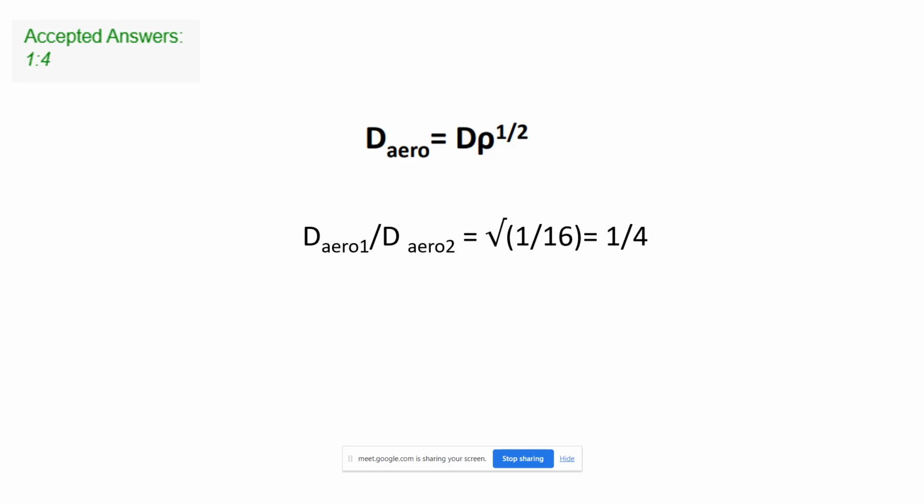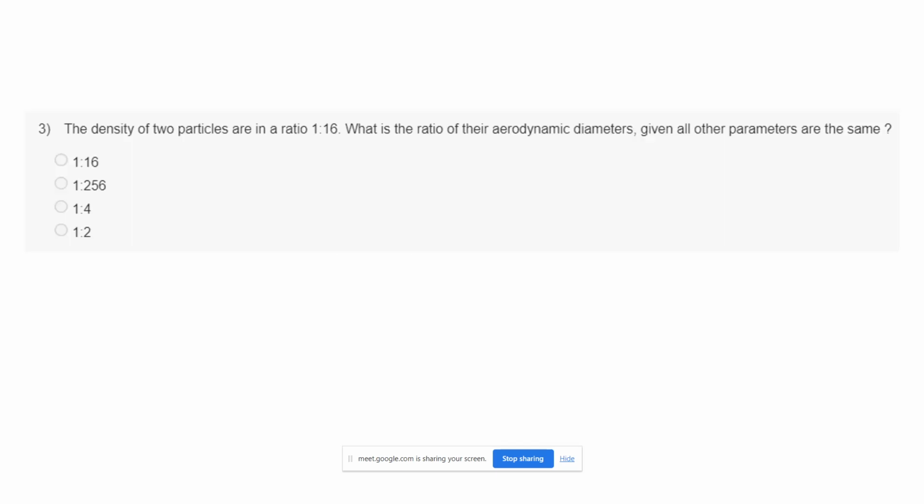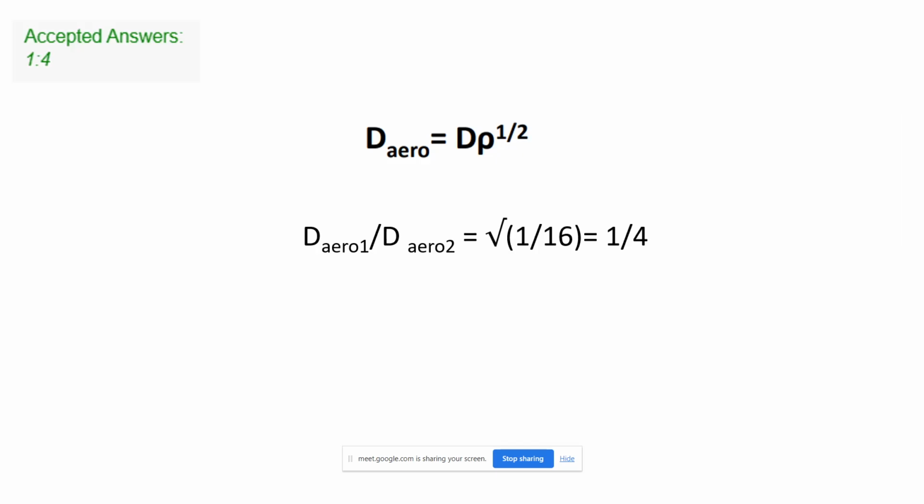So the aerodynamic diameter is given as d_aero equals to equivalent diameter times density to the power 1 by 2, or under root density. So here the density of the two particles was given in the ratio of 1:16. So we'll take a root over this 1:16 ratio, that will give us the aerodynamic diameter ratio of the two, that is 1 by 4.